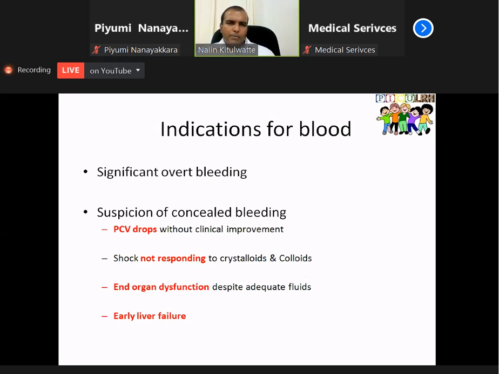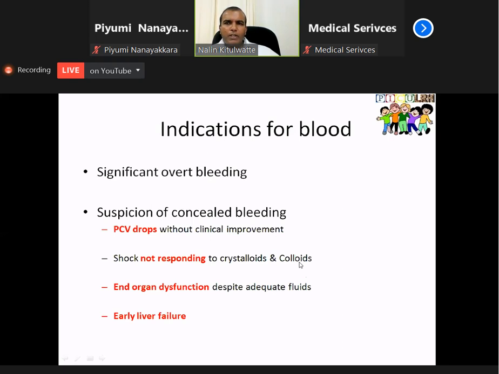And then if you are suspecting concealed bleeding in dengue, we know that when the patient is bad, that means it is due to fluid leaking. So if you're having fluid leaking, the PCV should be high. So if the patient is bad, PCV should be high. If you're having a very bad clinical condition with low PCV, that's not tallying, that's not compatible. That's the time that you have to suspect bleeding. So if the child is not improving but the PCV is low, that is bleeding. PCV drops without clinical improvement is one indication for bleeding, and shock not responding to crystalloid and colloid.